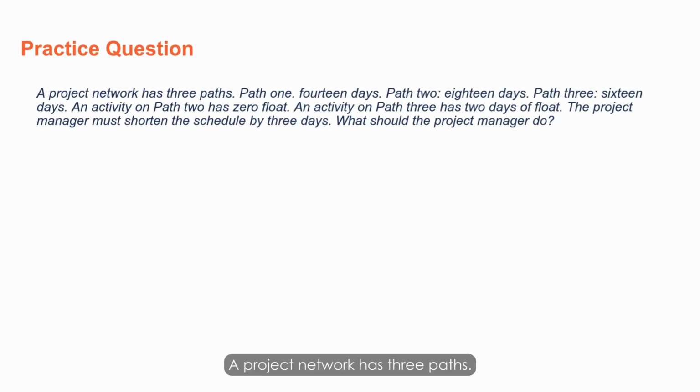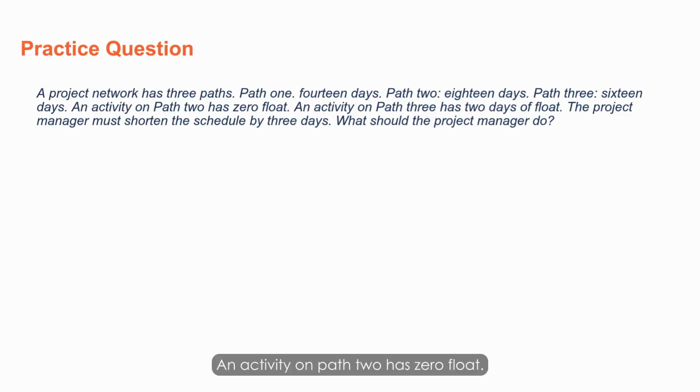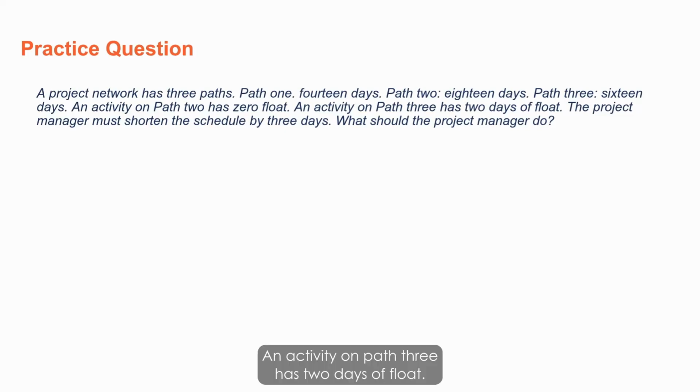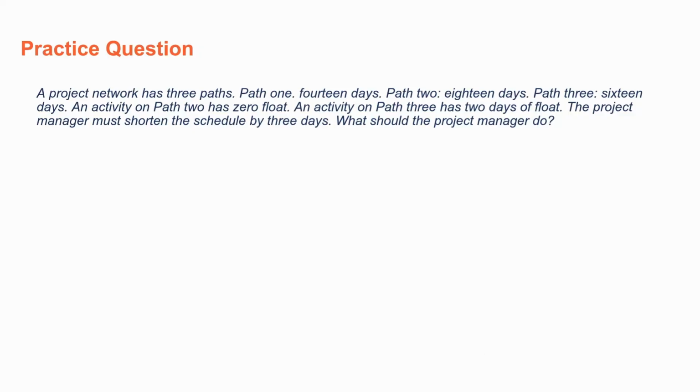Exam-style question. A project network has 3 paths. Path 1, 14 days. Path 2, 18 days. Path 3, 16 days. An activity on Path 2 has 0 float. An activity on Path 3 has 2 days of float. The project manager must shorten the schedule by 3 days. What should the project manager do?